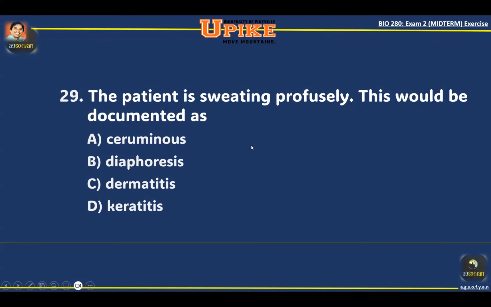The patient is sweating profusely. So sweating. This would be documented as A, B, C, or D. The production of sweat is called diaphoresis. So this is sweat production, and this will be the answer.